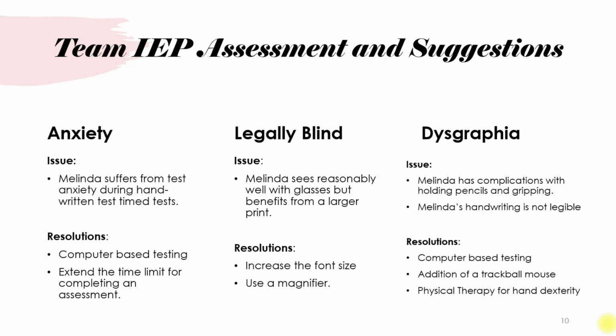As far as her anxiety, Melinda suffers from math anxiety and test anxiety, because it's hard for her to write, and math tests are often timed. So we're going to use computer-based testing, and we're going to take the time limits off. She's legally blind and her corrective glasses work well. However, it would be helpful to have an increased font size and to use the magnifier that already comes on her laptop computer. And in regard to her dysgraphia, she has computer-based testing, but we're going to add a new nuance to it, a trackball mouse that looks a lot like a video gaming system. So hopefully that will be conducive for her. And also we're going to ask for her to take some physical therapy classes for her hand dexterity.